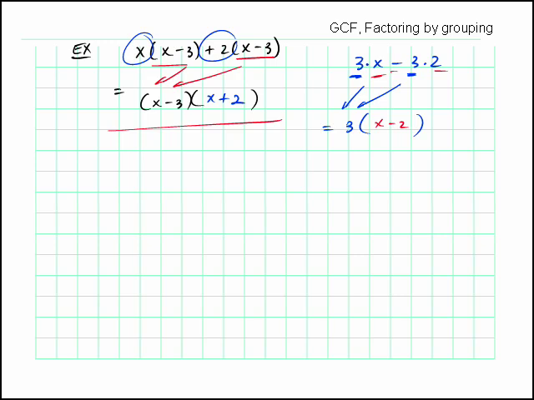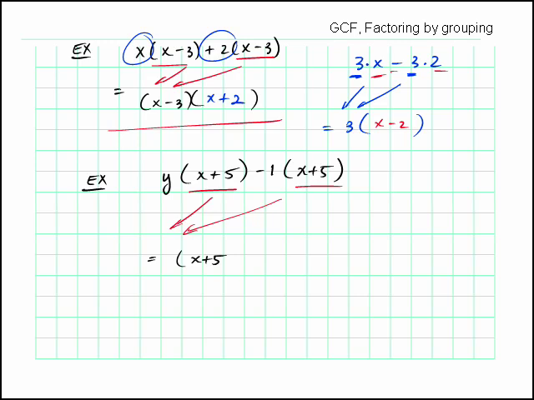Here's another example of that. Let's say I have y times x plus 5 minus 1 times x plus 5. Since each term has a common factor of x plus 5, here and here, I'm going to factor it out in front, like that. And then the leftovers, which are the y and the minus 1, will go in the second set. And once again, I have it factored. Okay.